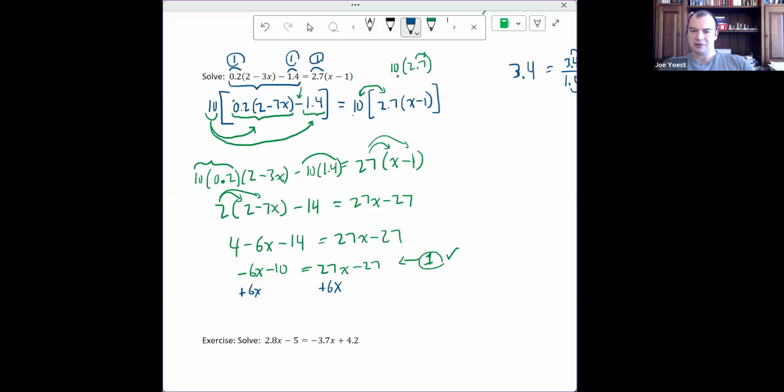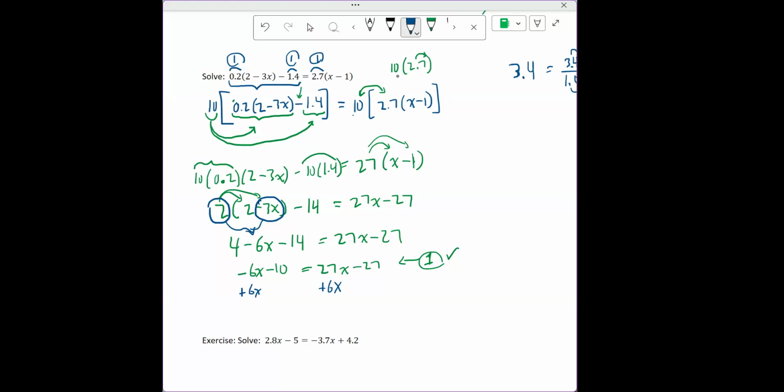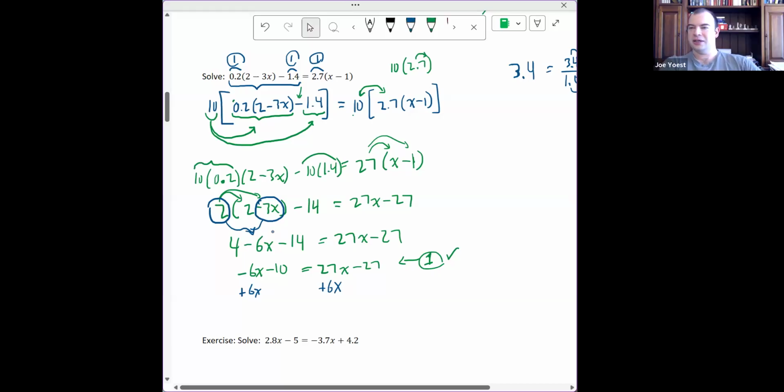Where did 6x come from? It came from the 2 multiplying the negative 3x. These two multiplied to give that 6x, that negative 6x. Sorry, I thought that was a 7. Which one? Oh, the 3. Oh, yeah. Yeah, sorry. Yep, that is a 3.